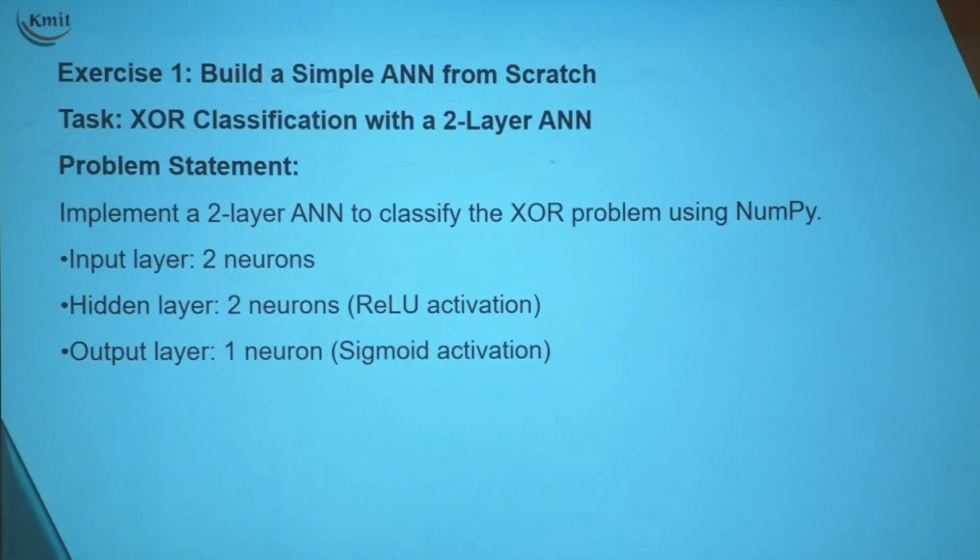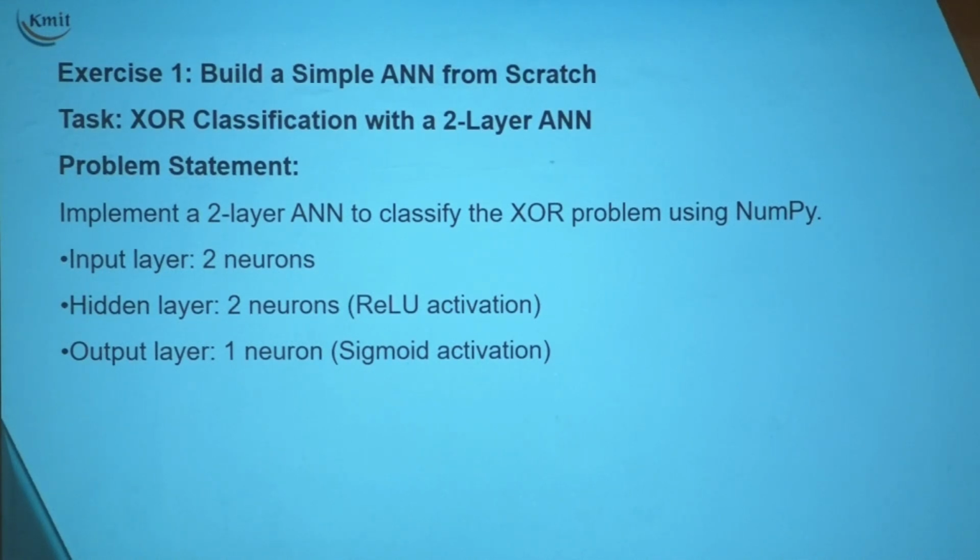So what is the problem statement? Implement a 2-layer ANN to classify the XOR problem using NumPy. No TensorFlow, no sklearn, nothing. I want you to use only NumPy and develop an ANN model for which problem? XOR problem. Is it clear?